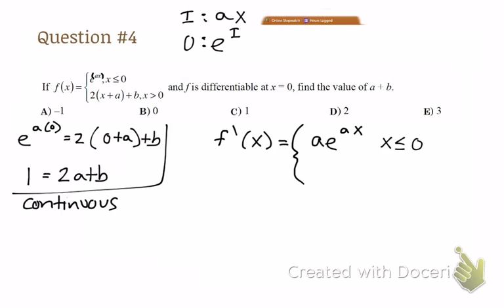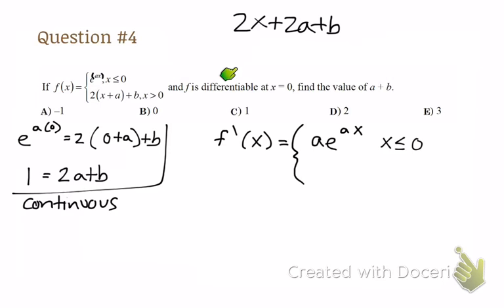The derivative of the second piece, I think it would help if we actually distributed this too. So if I distribute this 2, I get 2x plus 2a plus b. And a and b are actually just constants. So when I take the derivative of this, 2a is going to go away and b is going to go away because those are constants. So I'm really just looking at 2x. The derivative of 2x is just 2. So when x is greater than 0, the derivative equals 2.